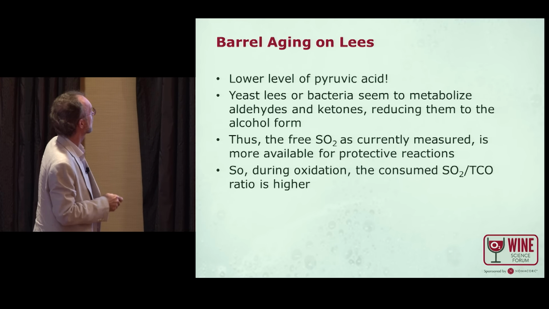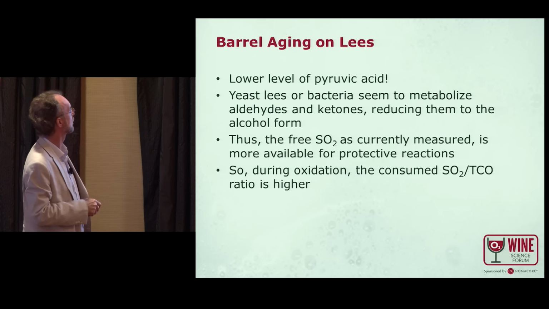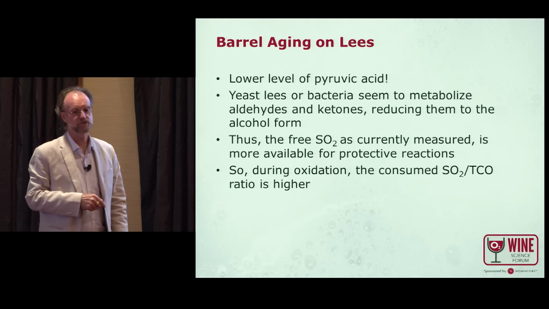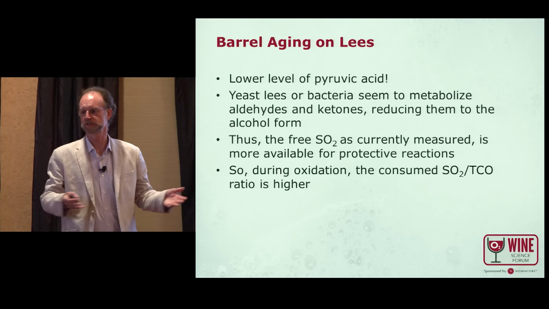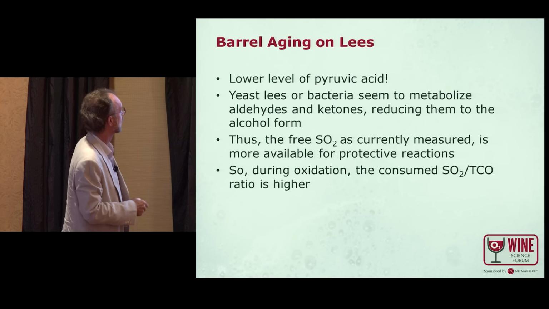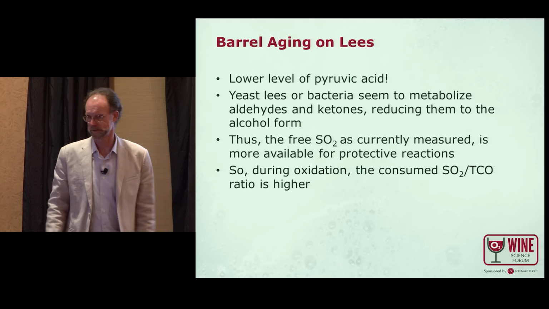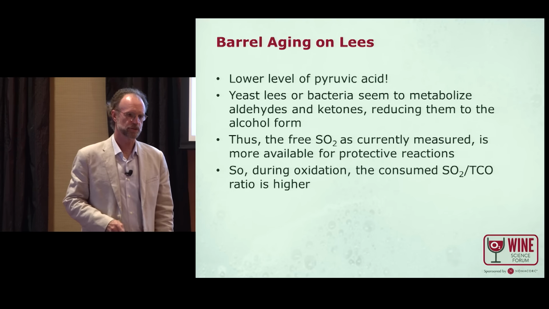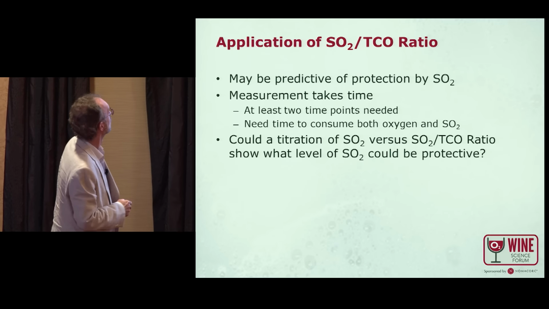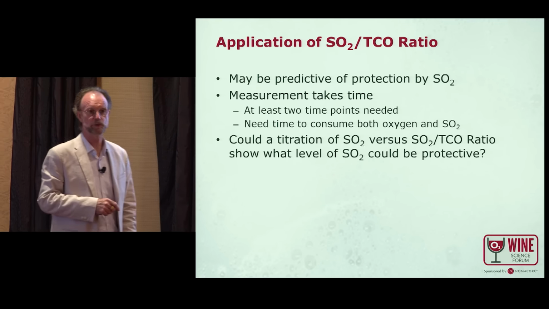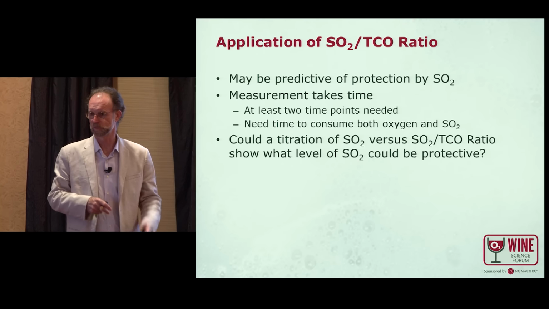So I think I've already said that barrel aging on Lees leads to lower levels of pyruvic acid. And then the free SO2 as currently measured is actually just more effective. It's not bound up by some of these things. So during oxidation, the SO2 essentially works better, right? So you get a higher ratio of SO2 versus oxygen consumption. All right. And we think this ratio might be predictive of wine's protection.